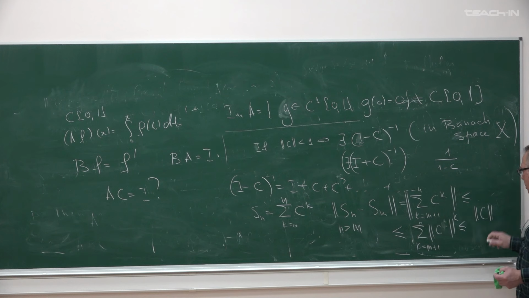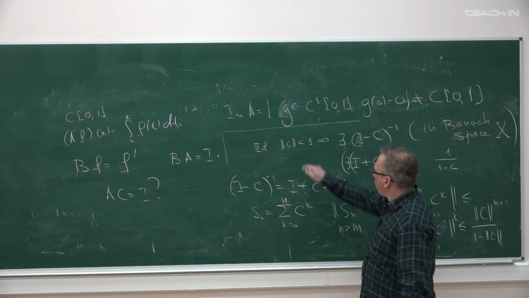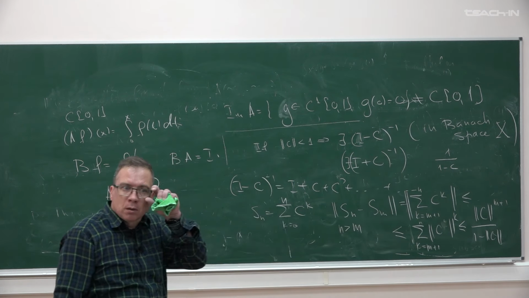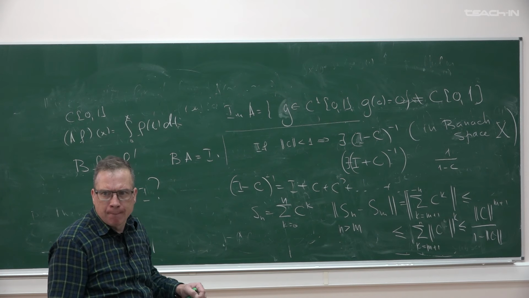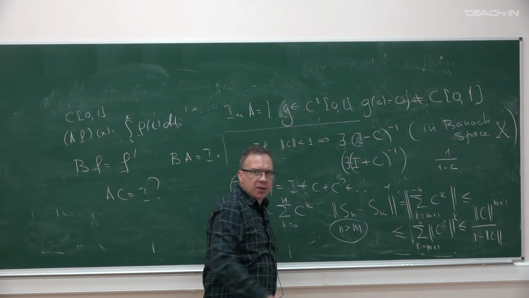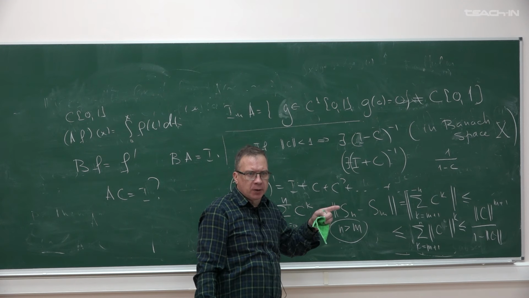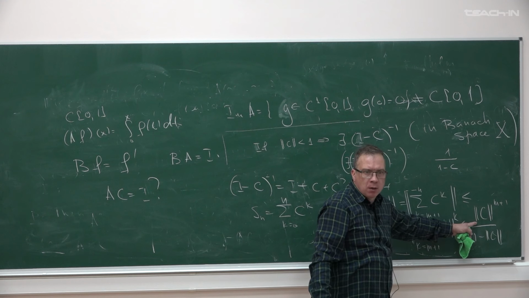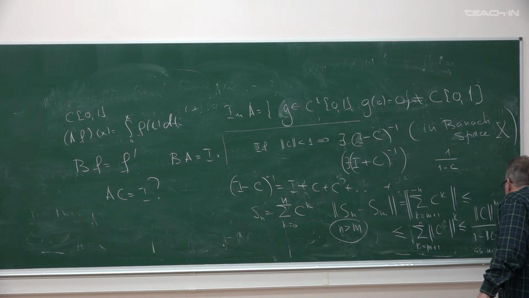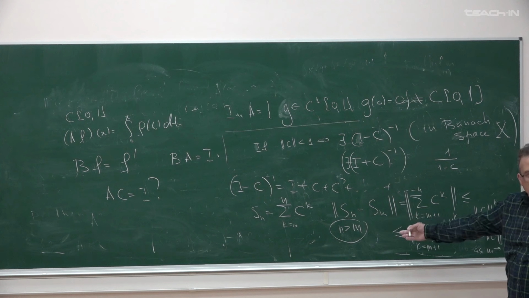I take the inequality here: m plus 1, so the first element, norm of C to the m plus 1, divided by 1 minus norm of C. And all this exists because the norm of C is less than 1. What can you say about this difference if we tend m to infinity? I assume that n is greater than m, so it is sufficient to tend m to infinity. The norm of C is less than 1, so it tends to 0 as m tends to infinity. So it is a fundamental sequence.